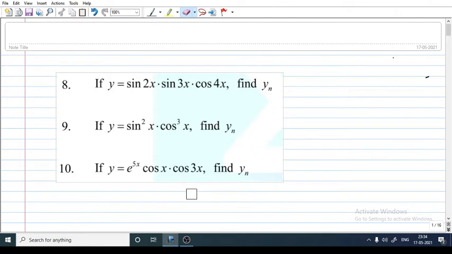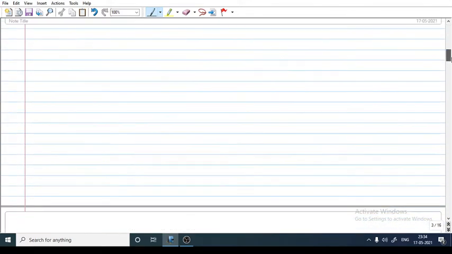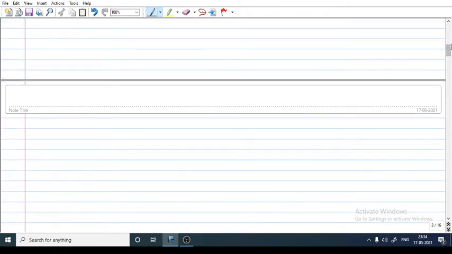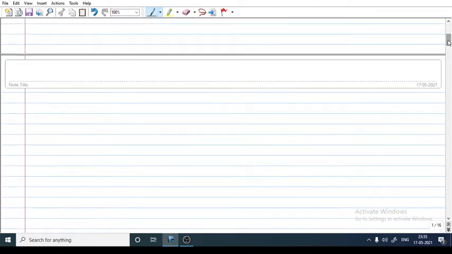So here let me move on to the next page. Let me take the pen. So let me move on to this page. Now let me read the question. The question is, if y equals sine 2x into sine 3x into cos 4x, find yn.